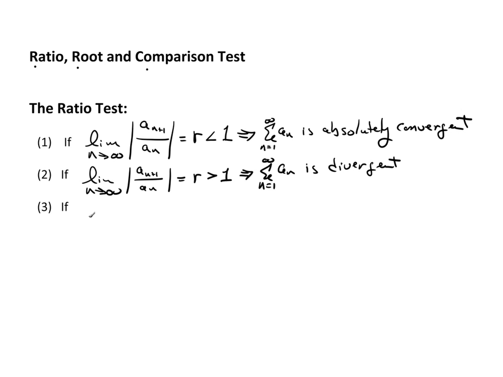And the last scenario is if the limit as n goes to infinity, absolute value of a sub n plus 1 over a sub n equals r. If this is actually equal to 1, then the test is inconclusive.